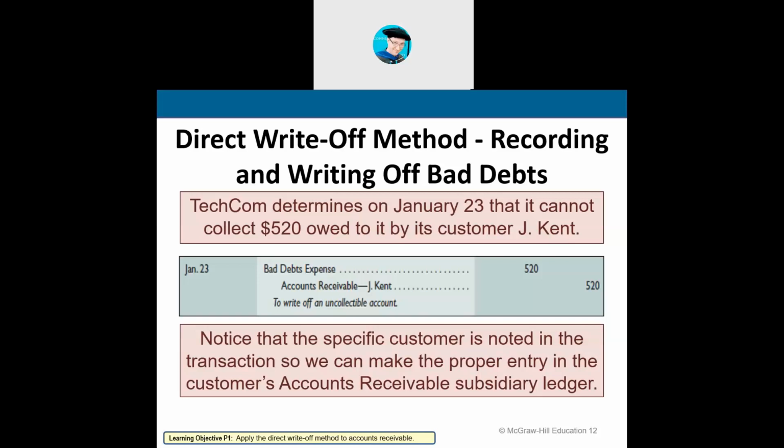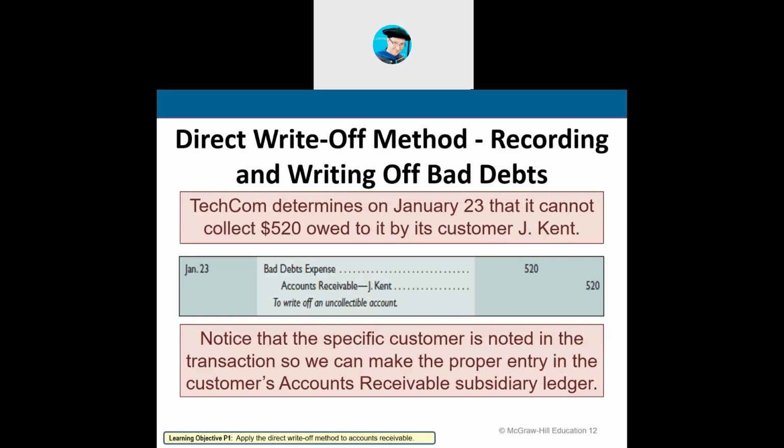So how do we write something off? We debit this account called bad debt expense. Bad debt expense is an expense account, which means it shows up in your income statement. Bad debt expense represents the amount that we cannot collect from our customers. Uncollectible for whatever reason. Customer died. Customer went out of business. Customer fell off the face of the planet. I've been trying to reach them.